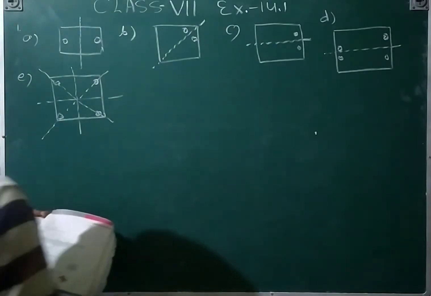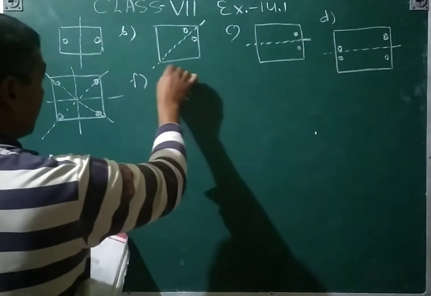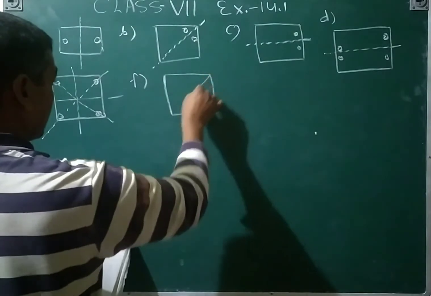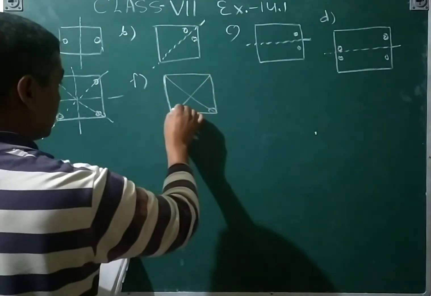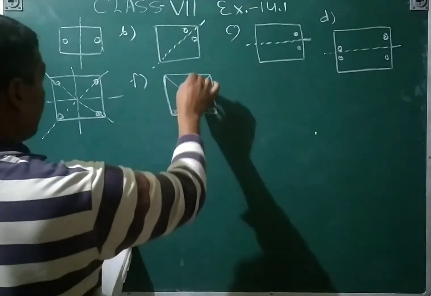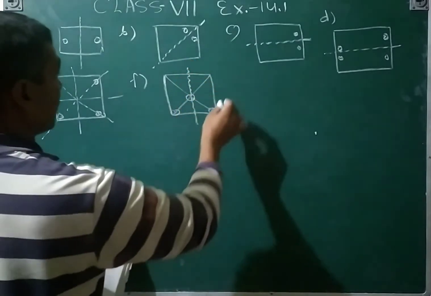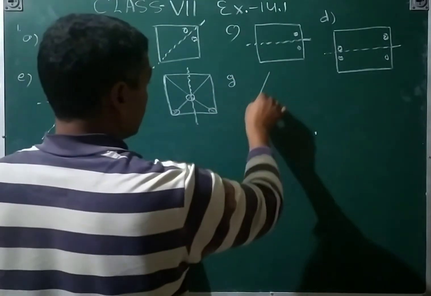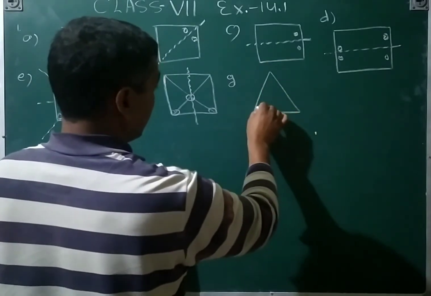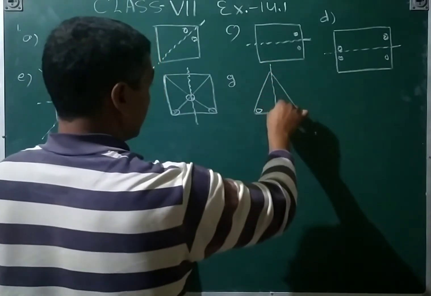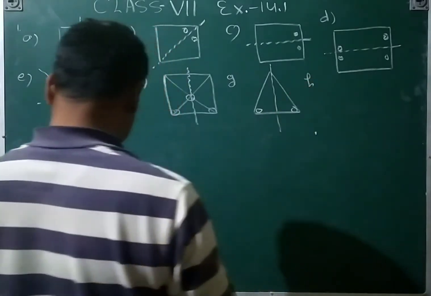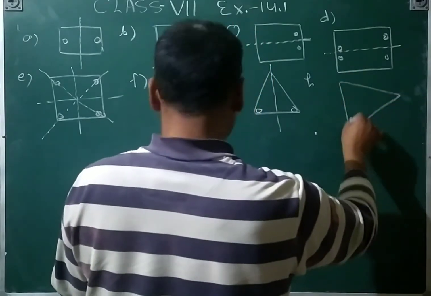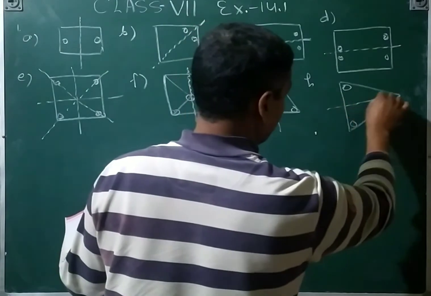F part is also given, that is 0, 0, 0. So only one symmetry line will be here, this one. G part, a triangle is given here, and then two zeros are given, so that will be only a single symmetry line. H part, a triangle is given here like this, and two zeros are given, so that will be the symmetry line.